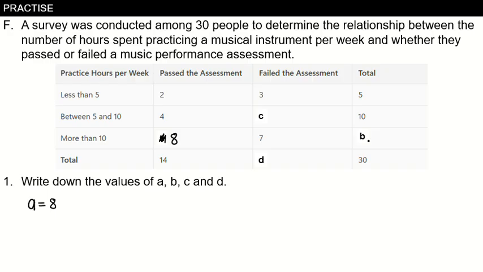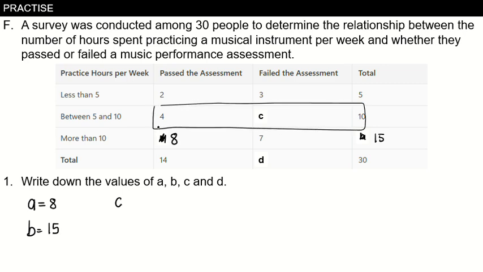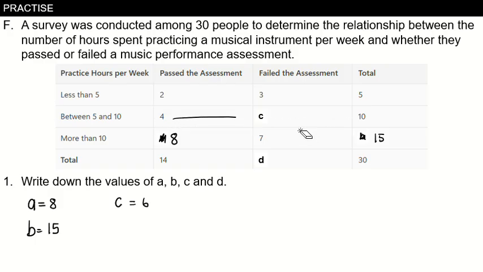Let's look at B. Since I know that A is 8, what is B? Well, B is the sum of 8 plus 7 because B is in the total column. So 8 plus 7 would give me 15. So now I know B is also 15. How would I calculate C? In this column, there are so many unknowns. Let's look at this row. We can see that C should be 6 because 4 plus what is 10? 4 plus 6 is 10.